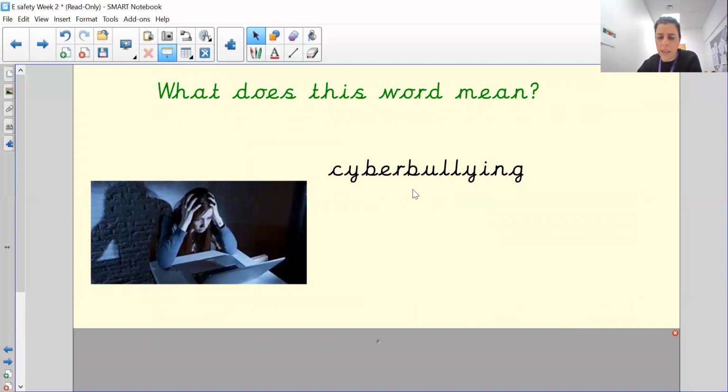So cyberbullying is when this happens on a device. So it could be on the computer, on your phone, it could be any device that you might use to communicate with other people. So we use Teams quite a lot at the moment, especially when we have our live conversations and you can all talk to each other. So it's just making sure that we're not being unkind to people on there.